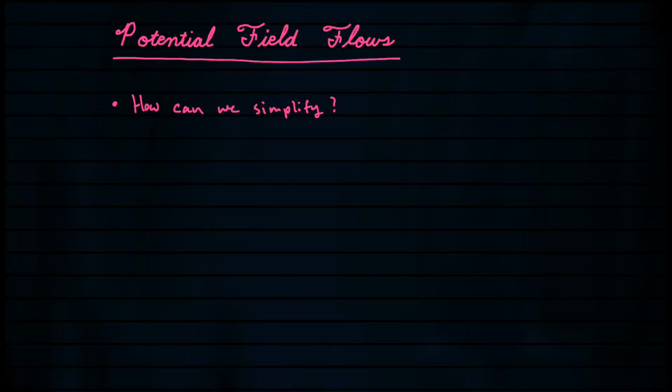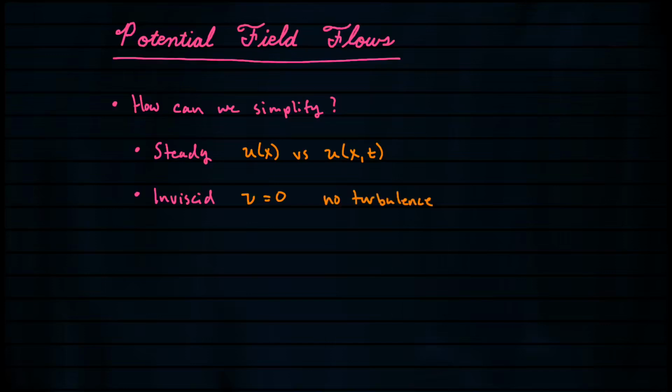First of all, we could say that the flow is steady. That means that instead of having u of x and t, in other words, changing in time, we're only dealing with u of x. In other words, the fluid does not change with time. Secondly, we might say, let's look at inviscid fluids. In other words, we set the viscosity to 0, so we won't have any turbulence. This can help control the stability of the simulation, because turbulence can cause rapid changes of velocity that are hard to maintain consistency inside the fluid.